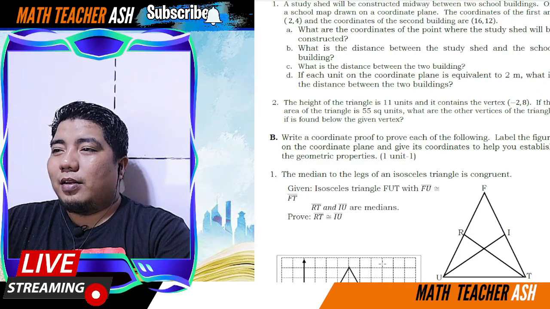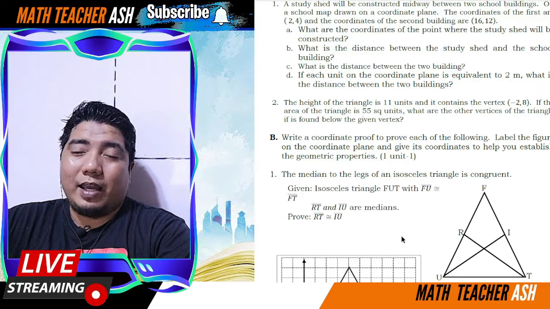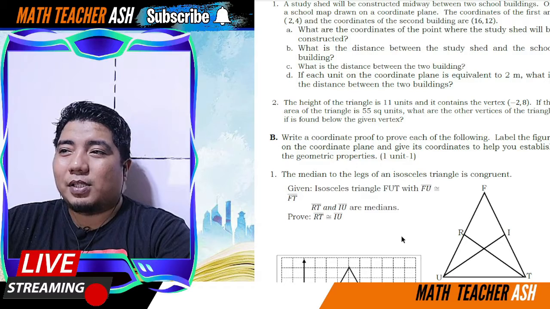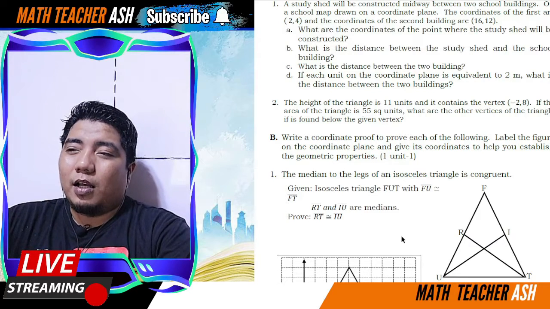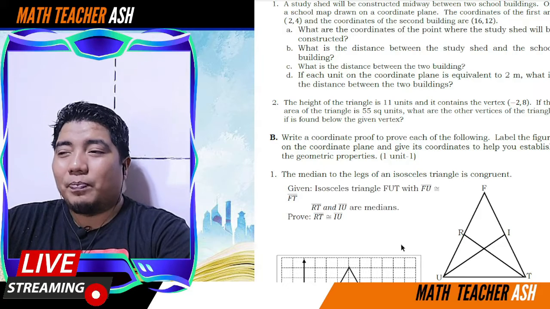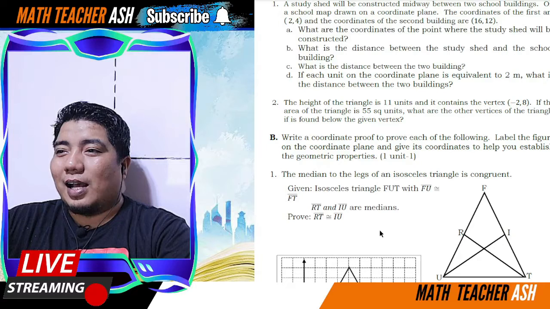And then, of course, you could apply the area. So area is equal to 1/2 base times height. So 55 times 2, that is 110. Divide by 11, that will be 10. Okay, so your base as the distance is 10.